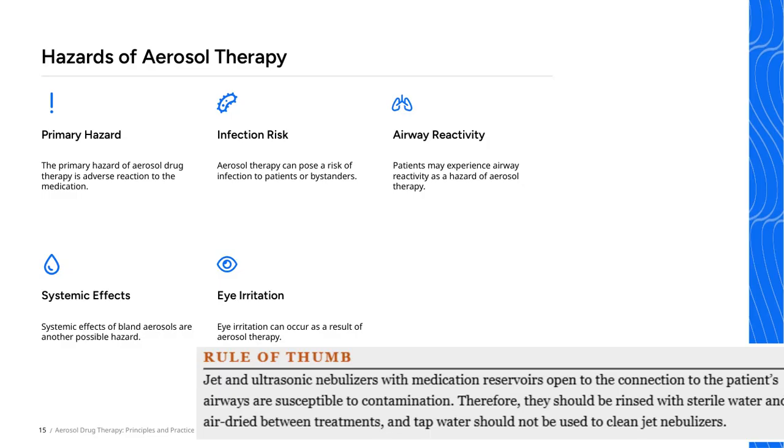Let's take a look at some of the potential hazards associated with aerosol therapy.